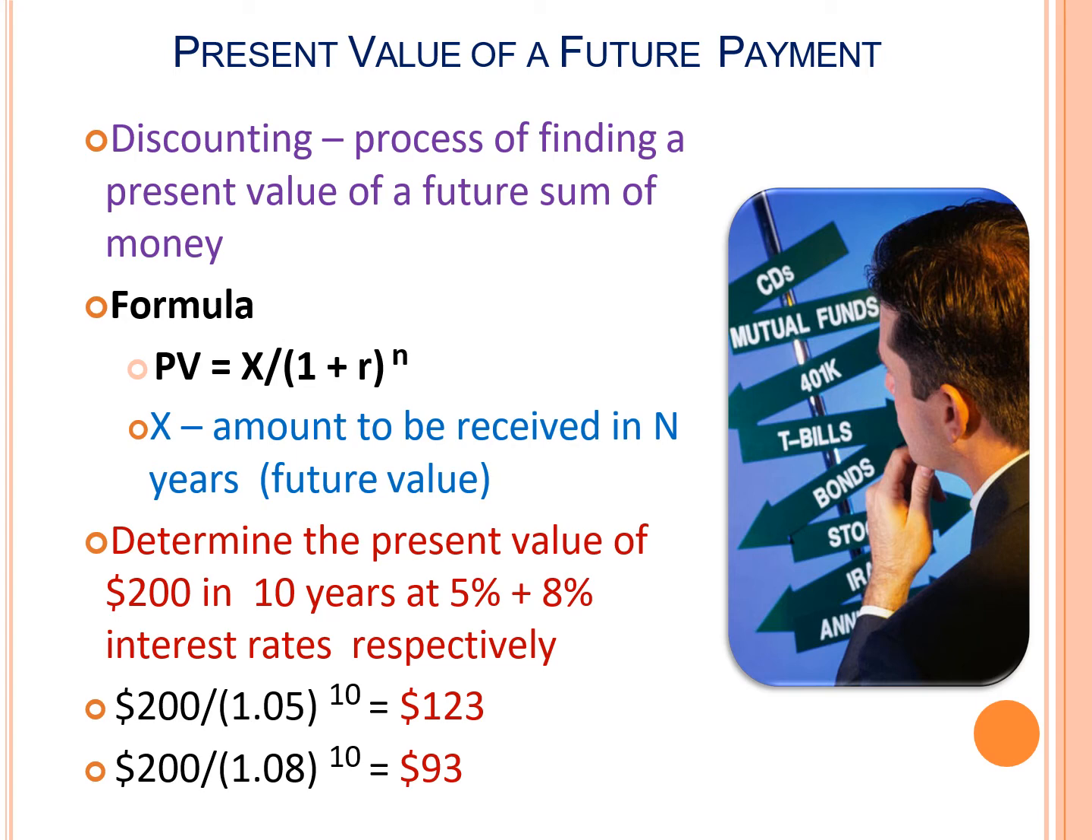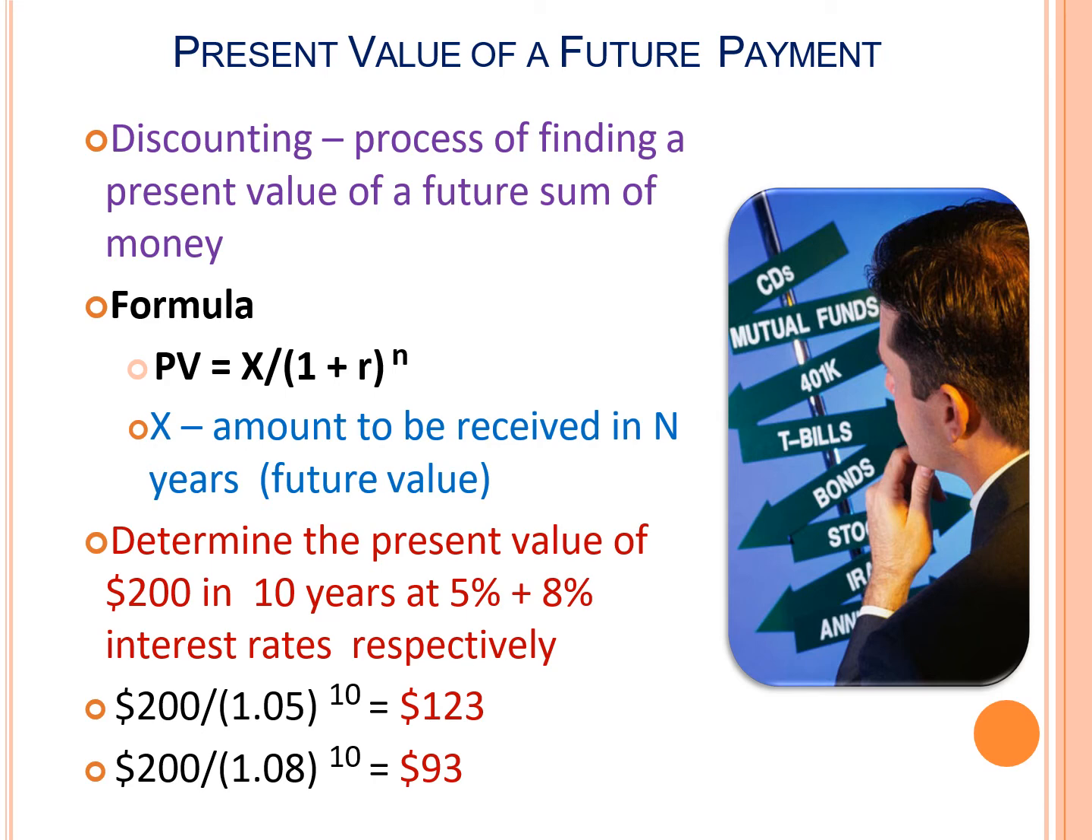So that's something interesting to notice there. The higher the interest rate is, the smaller the present value is going to be for a future sum of money. In other words, if we had a high interest rate like 8%, we would only need $93 today to invest to end up with $200 after 10 years. But if the interest rate is smaller, if it's 5%, we need a bigger sum of money. We need $123 to invest over the course of 10 years to end up with $200.